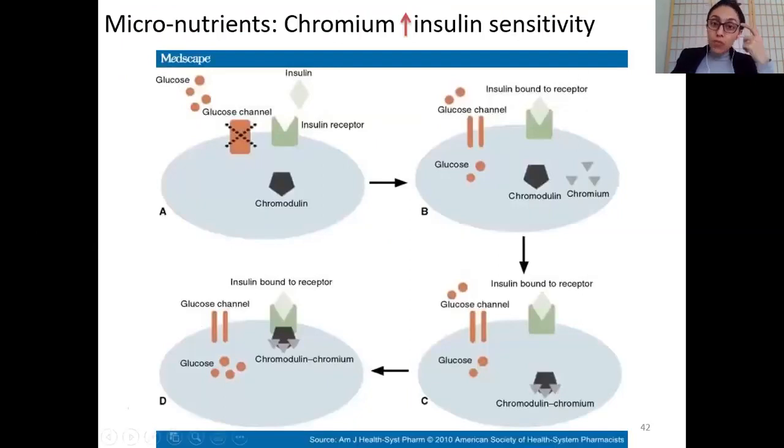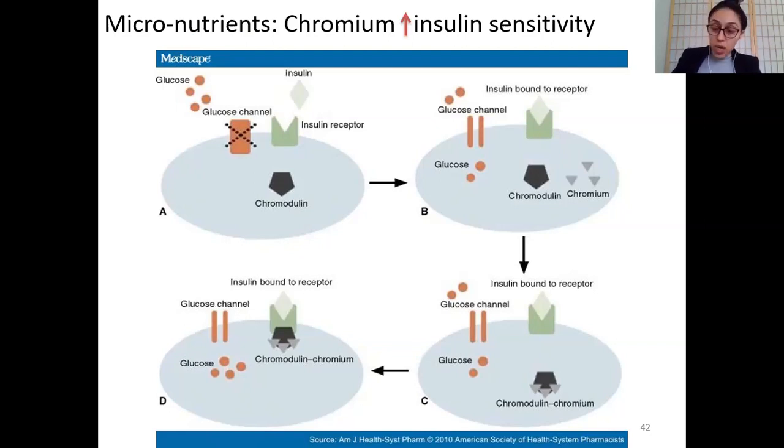All right, so now you have chromium. A lot of research has been done in terms of chromium and insulin sensitivity. I'll walk you through this diagram. Basically, chromium deficiency is sometimes noted in a diabetic individual, just because of dietary reasons and so on. These individuals are then supplemented with chromium.